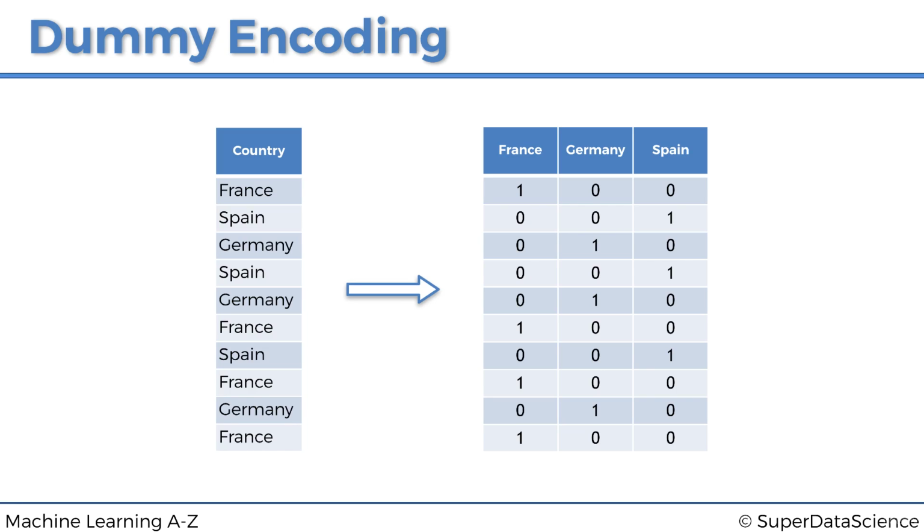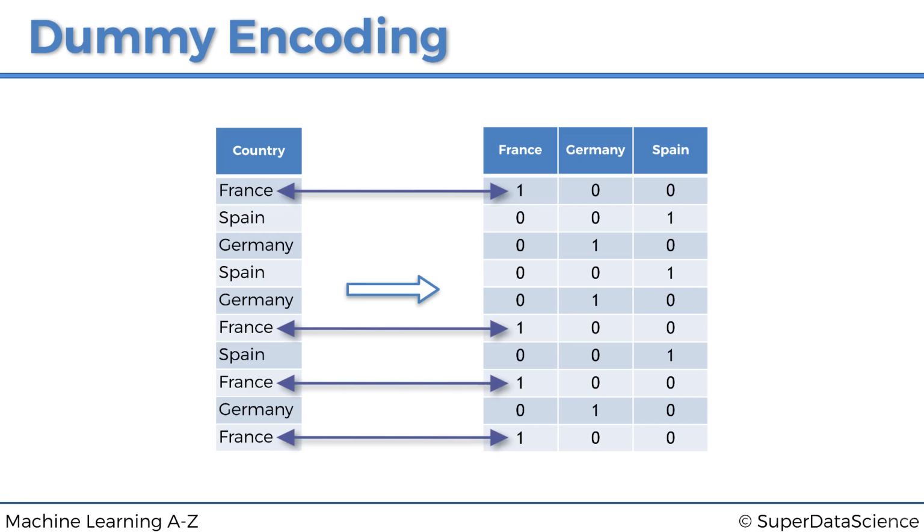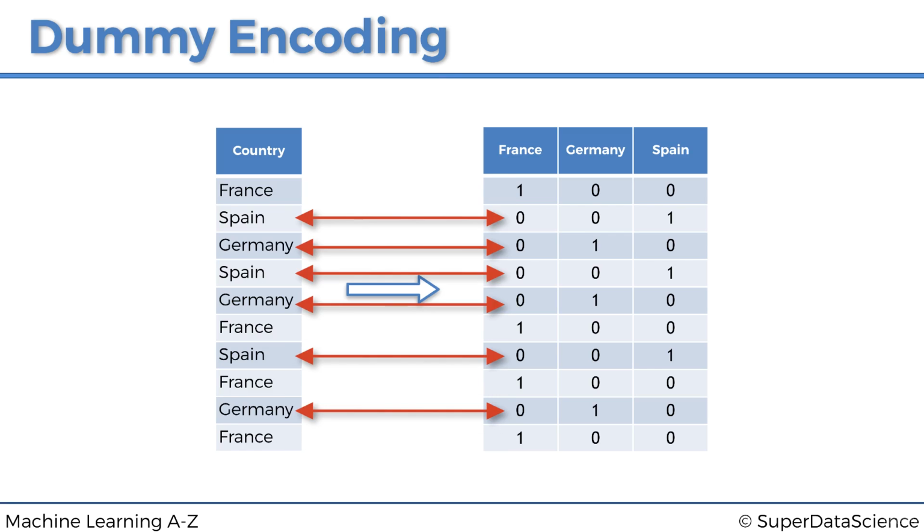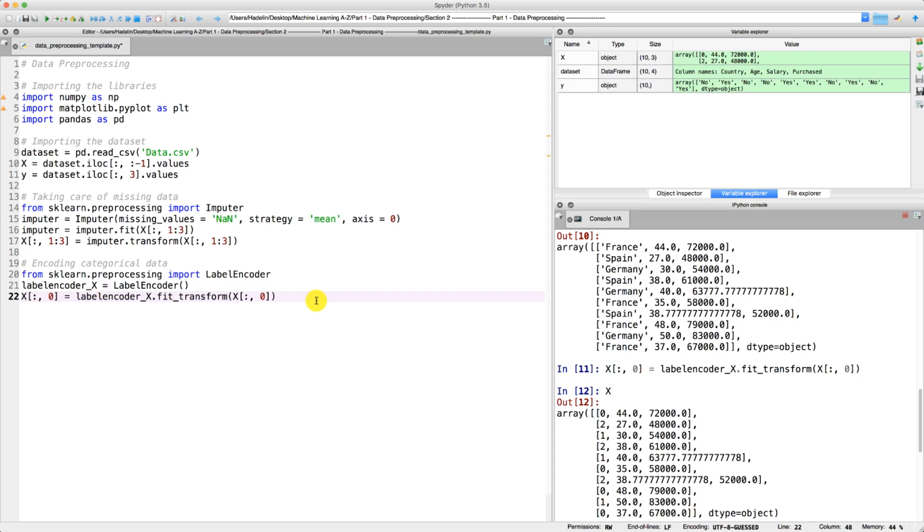Each of these three columns will correspond to one country. We're going to have the France column, the Spain column, and the Germany column. And in each column, there's going to be either 1 or 0. So for example, if we are in the France column, it's going to be 1 if the country is France, and 0 if the country is not France. So let's do this. Let's create those dummy variables.